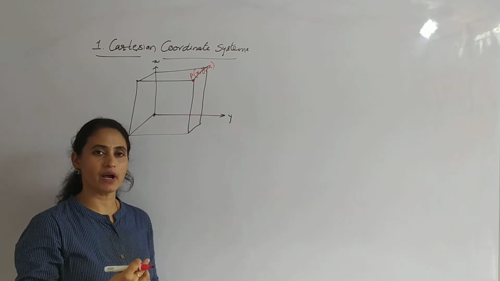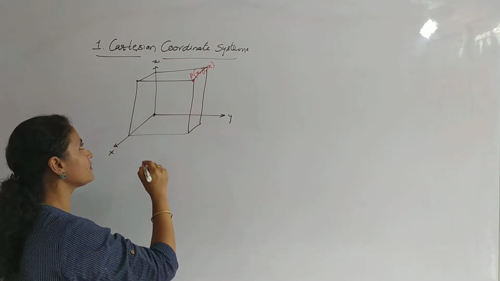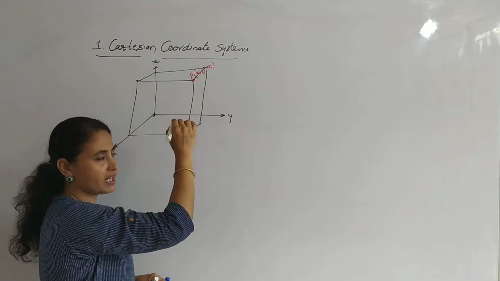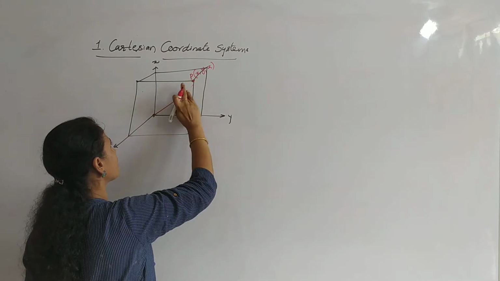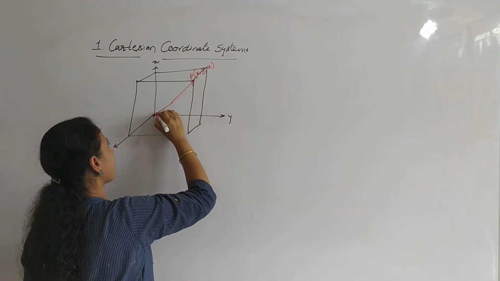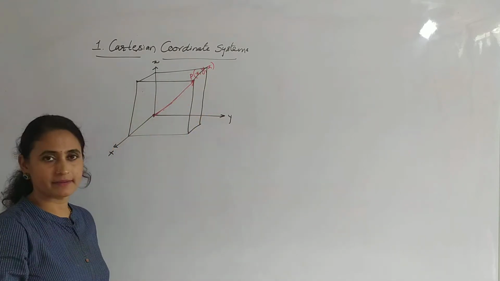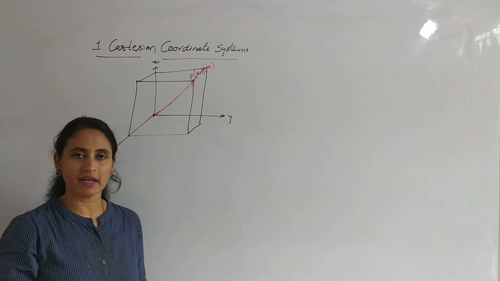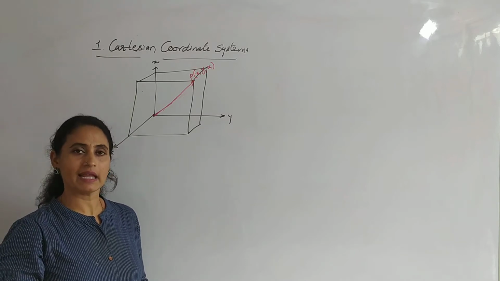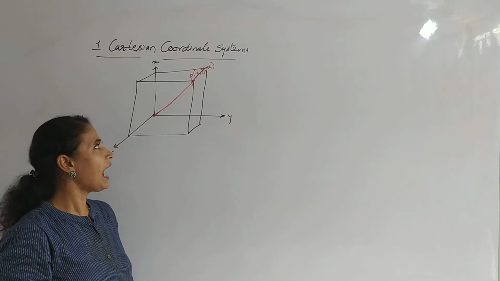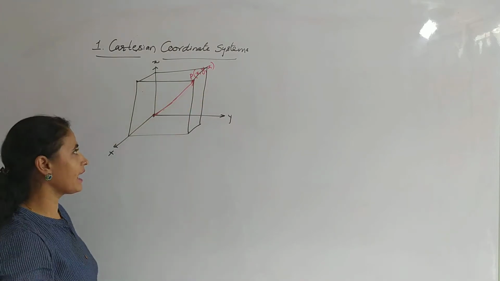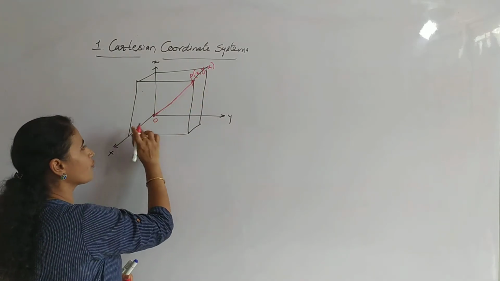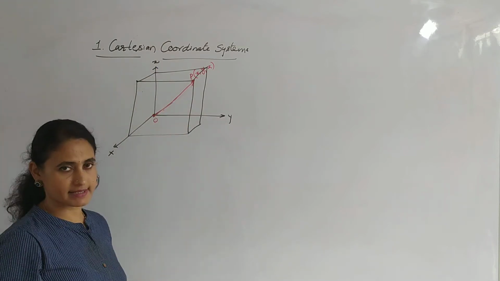What do x, y and z indicate? They give the distance of the point P from the origin along x, y and z. The coordinates of a point P, x, y, z, give the information of how far this point P is from the origin along the x-axis, along y and along the z-axis.